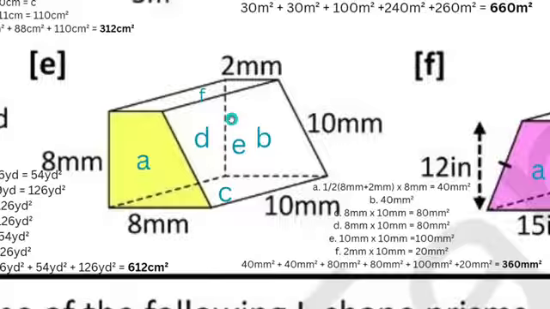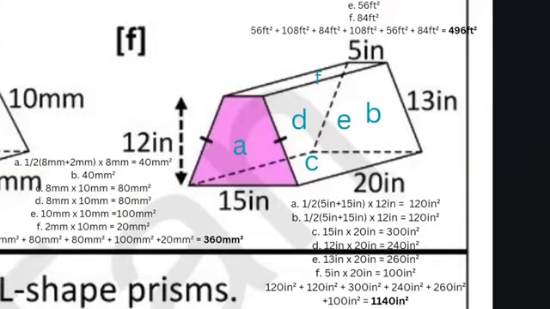And to calculate E, we have to take 10 mm times 10 mm, which is equal to 100 mm square. And to calculate F, we have to take 2 mm times 10 mm, which equals 20 mm square. Then we add all up together, which the answer would be 360 mm square.